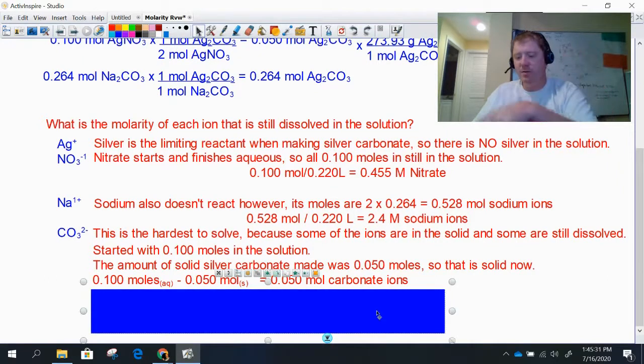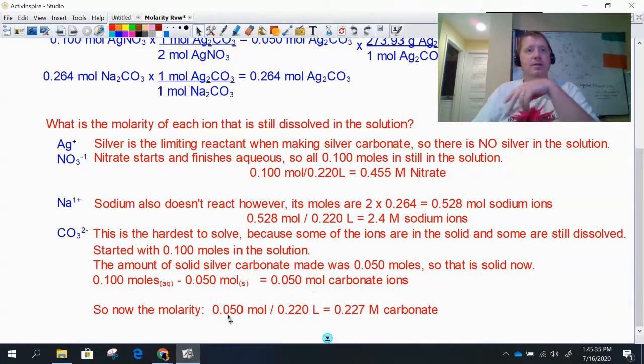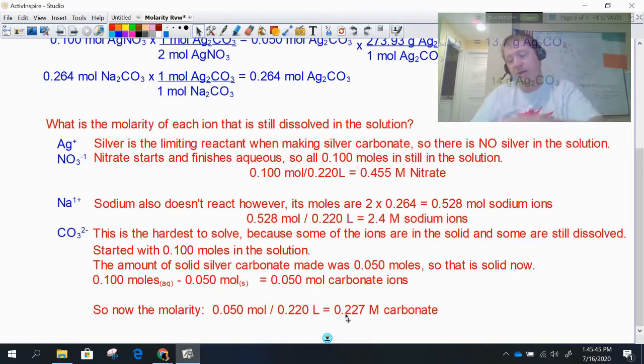And that doesn't answer the question because it says, what is the concentration? What is the molarity? So the molarity of the remaining carbonate, this is the 0.05 that's in the solution divided by the volume of the solution. That's the molarity of the remaining carbonate. That's by far the hardest question here, this C. And you might need to go back and rewind this video and watch that again.